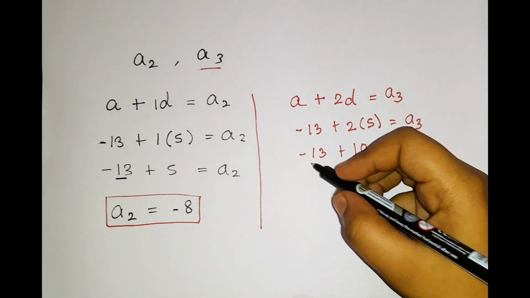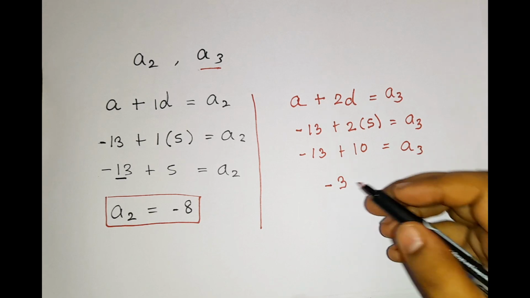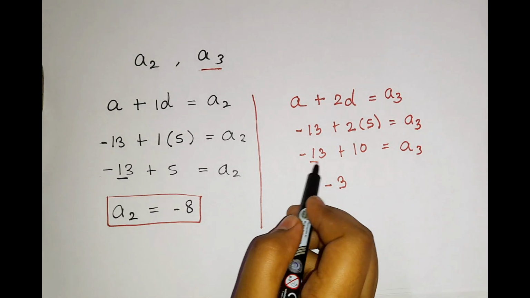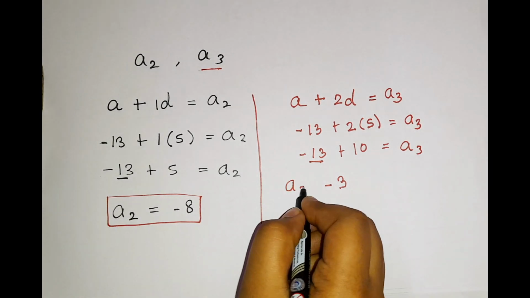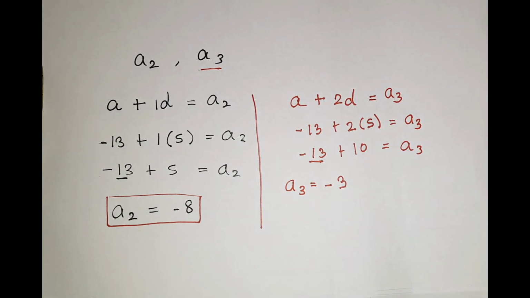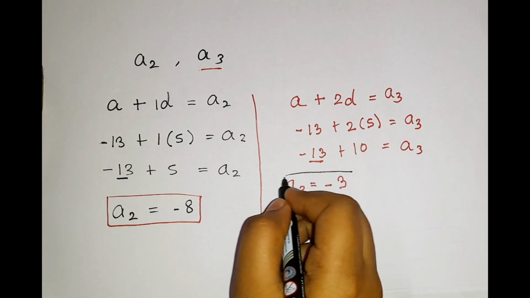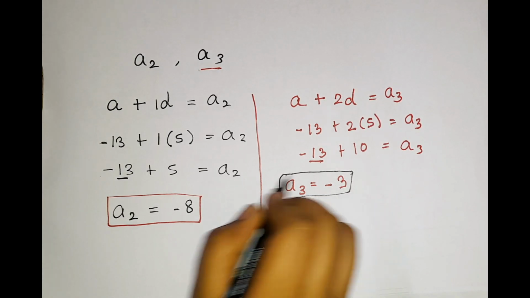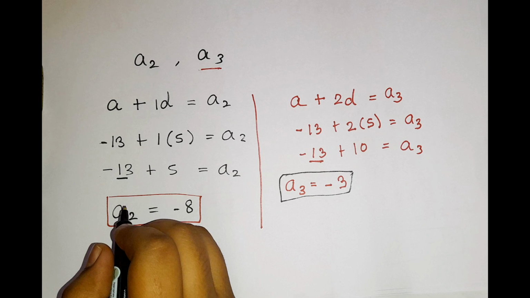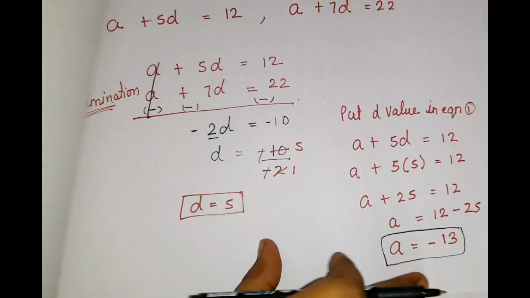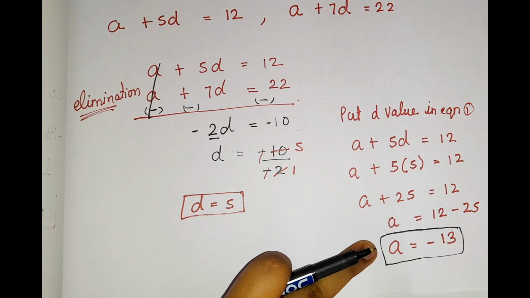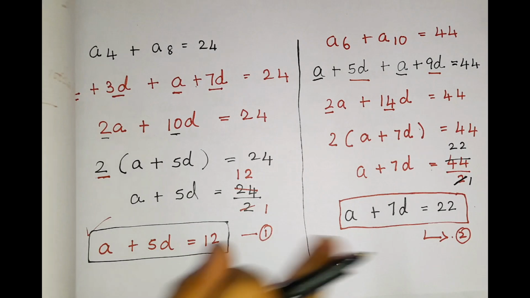So what is the greatest number? That is minus, so let us write the minus. Here the greatest number is 13, right? So it has a minus sign. That's why I just wrote it as it is. So A3 is equal to minus 3. I hope you guys understood this. So finally we got the A2 value, the A3 value, and of course the A1 value also. A value is minus 13.